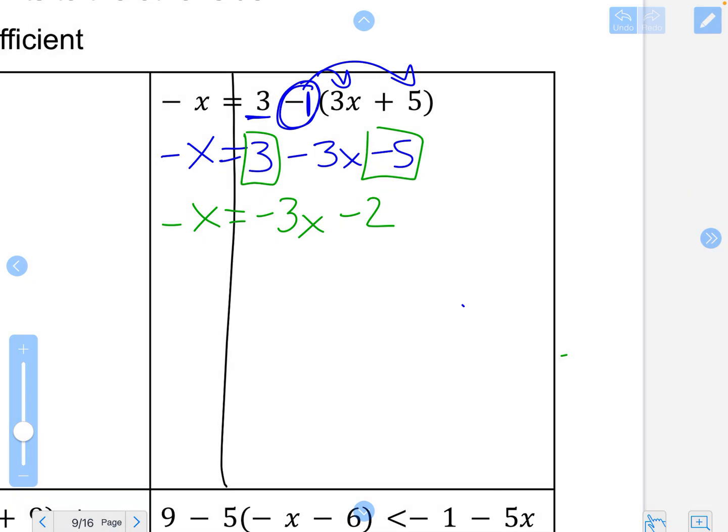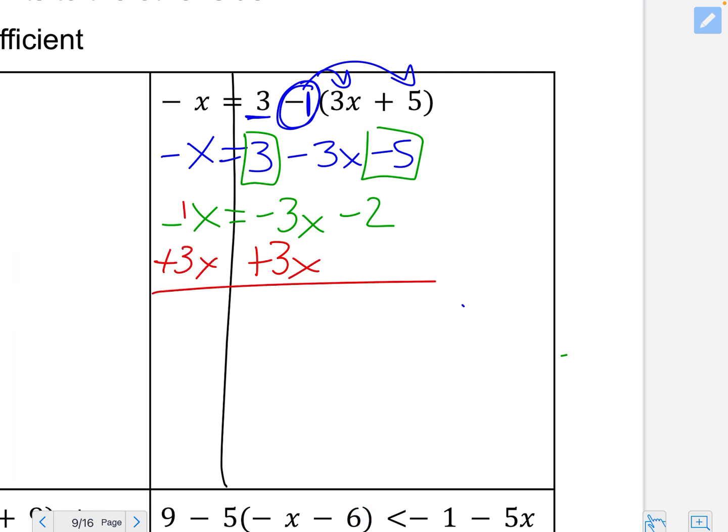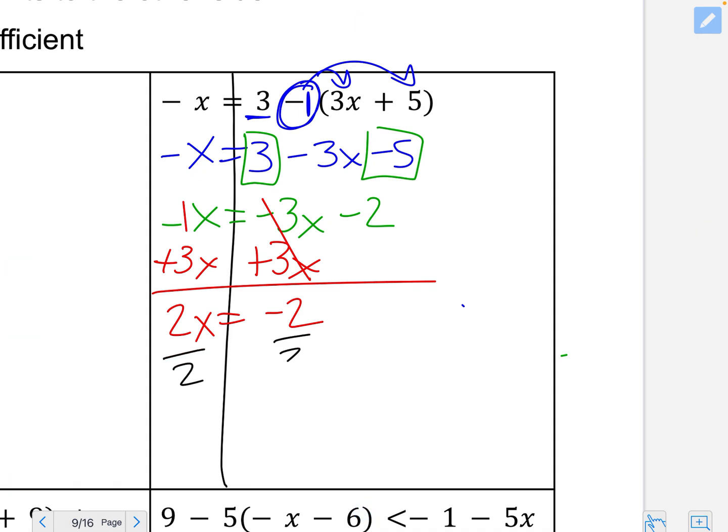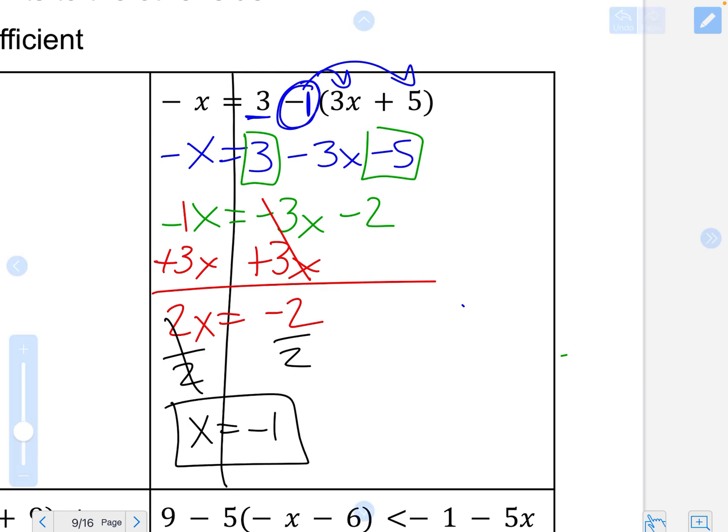So now I need my variables on the same side. I have a lonely x, so we're going to bring our 3x over to join it. So a -1 plus 3 is going to get us 2x, and then we bring down our -2. And our last and final step is we're going to divide by our coefficient. So x is going to equal -1.